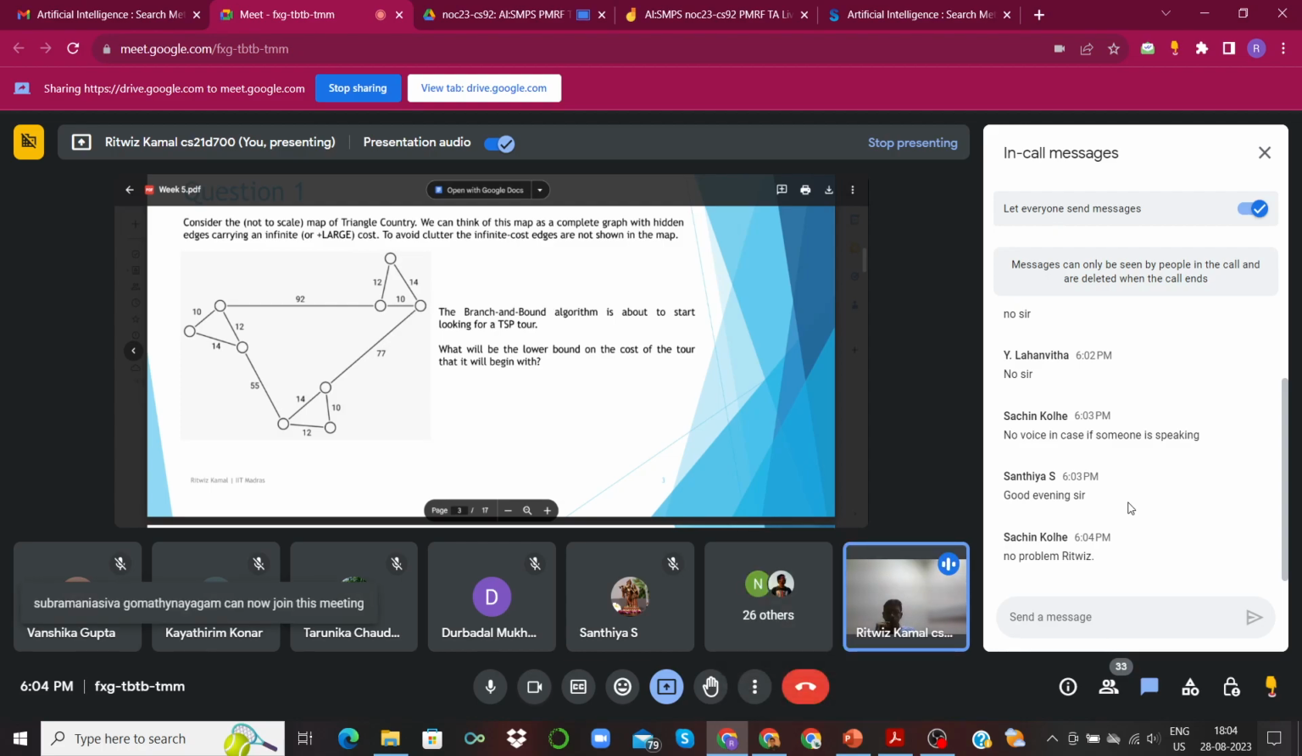The first thing that we should do is name our different nodes with different alphabets so that it will be easier for us to address them. Once we have done that, we will have a table that will look something like this.